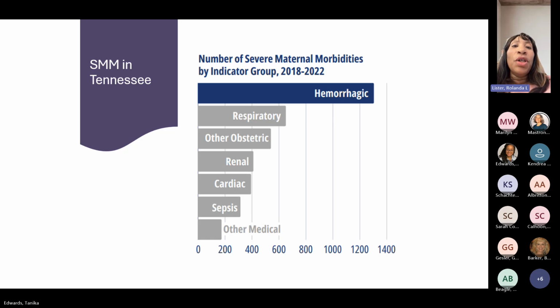So ultimately, when you look at all of the cases of SMM that's determined by the ICD-10 codes that look at 21 specific SMM indicators, indicating that there was a much worse outcome or significant pregnancy complication, you can see hemorrhagic morbidities really top the charts in terms of SMM indicators. Next slide, please.